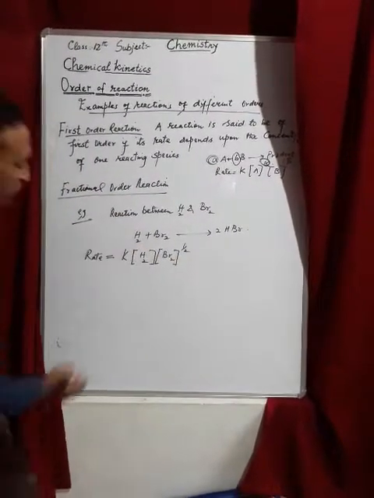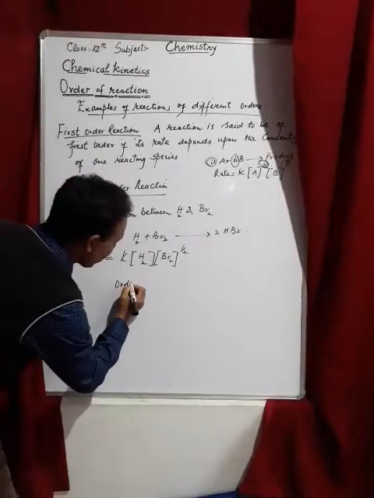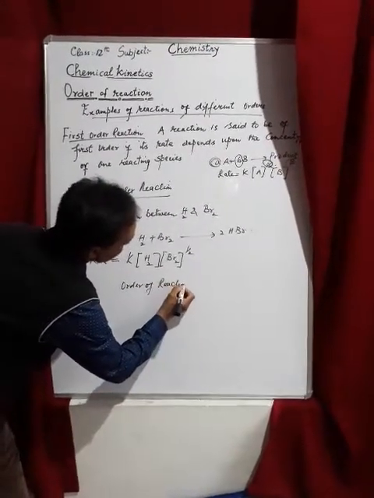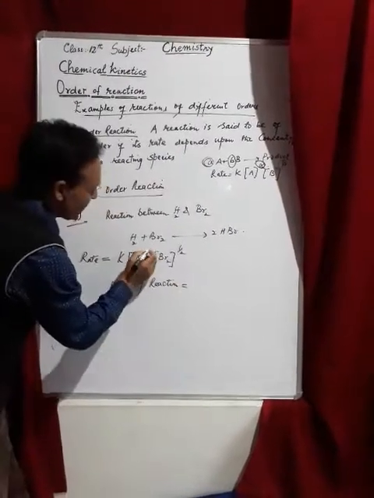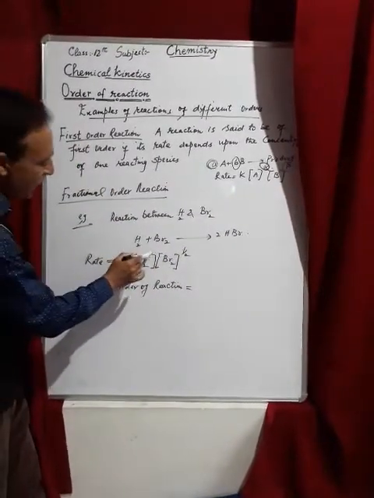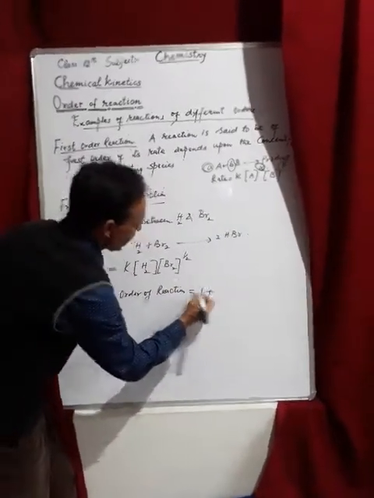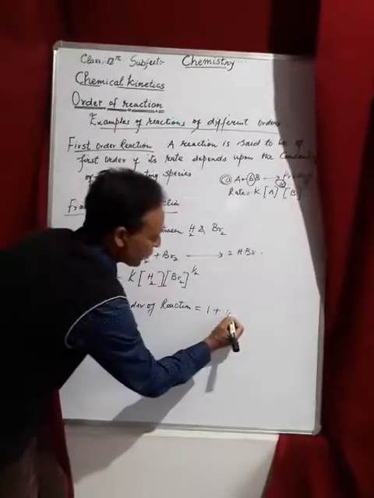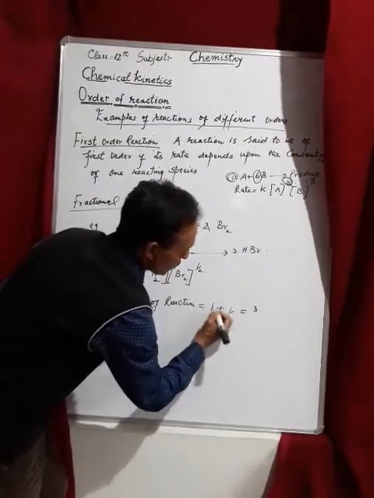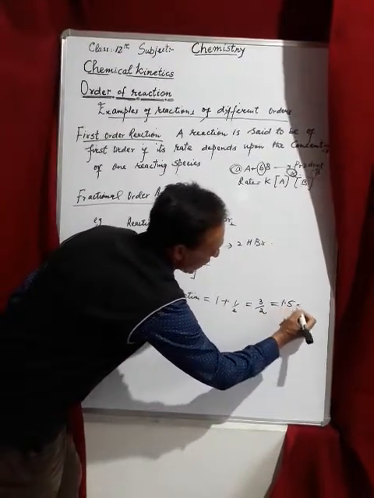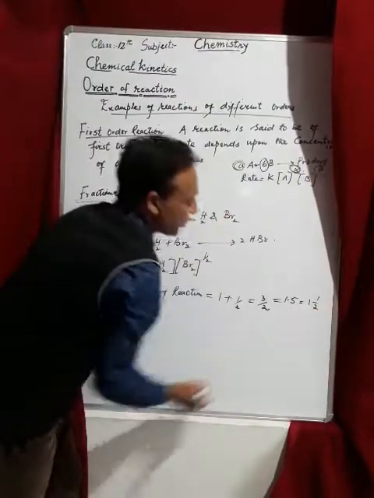So what is the order of the reaction? Order of this reaction is the value of alpha, that is the power of H2, the molar concentration of the hydrogen, that is 1, and bromine is 1 by 2, that is 3 by 2, or 1.5. So it is a fractional order reaction.